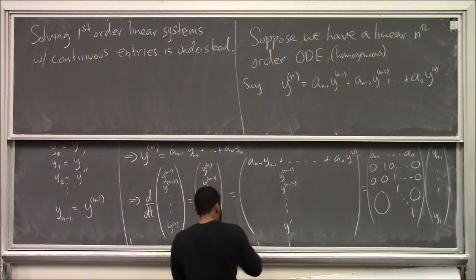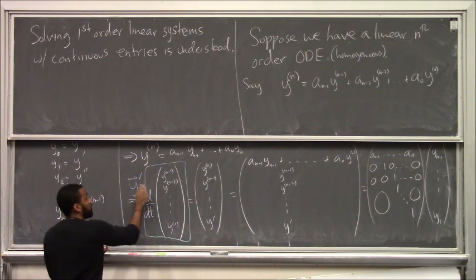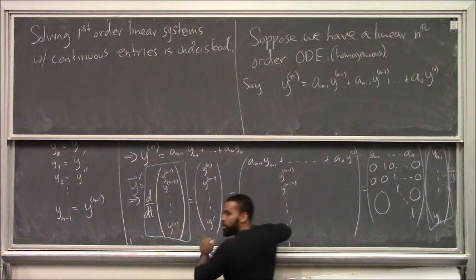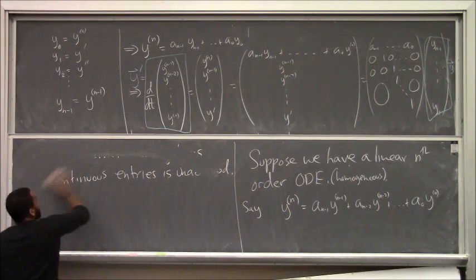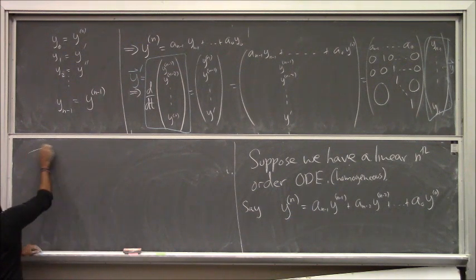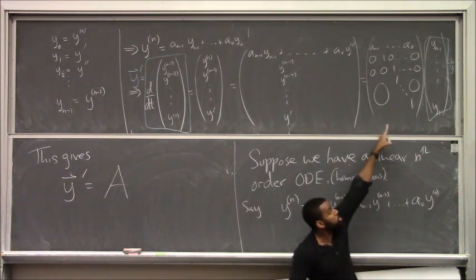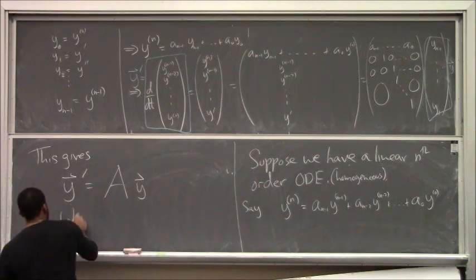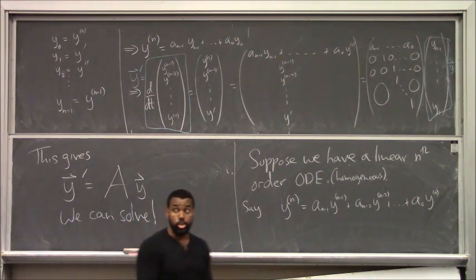Now, what you'll notice happens here is that this guy is the derivative of some vector. Call it the derivative of y. Which vector is it the derivative of? Well, it's the derivative of this vector. So that's y. I literally just created a first order linear system from an nth order differential equation. This gives y prime equals some big matrix times y, which is this matrix. That's a first order linear system. We can solve this. In fact, when the determinant of that is non-zero, we can solve it uniquely.